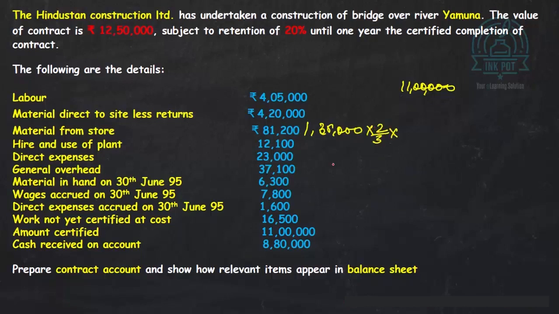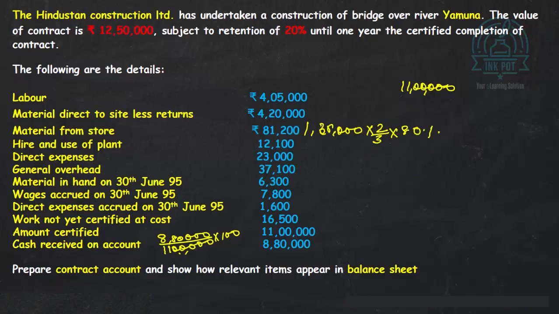Now what is the percentage of cash received? We have received 8,80,000. That means the percentage of cash received is 8,80,000 divided by 11 lakh into 100. So it is 80%. So 80% is the cash received.